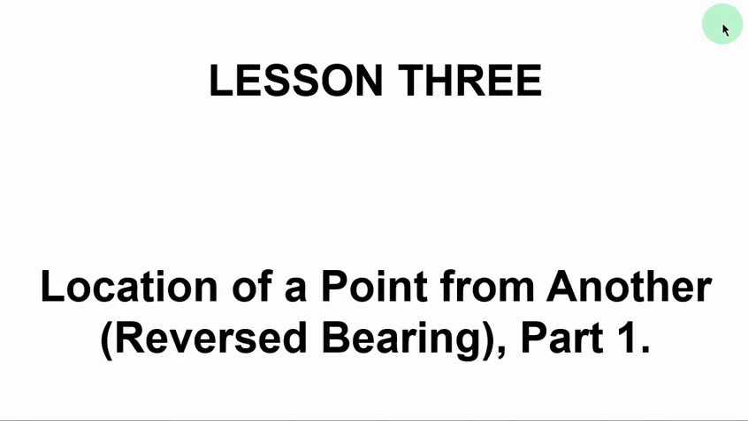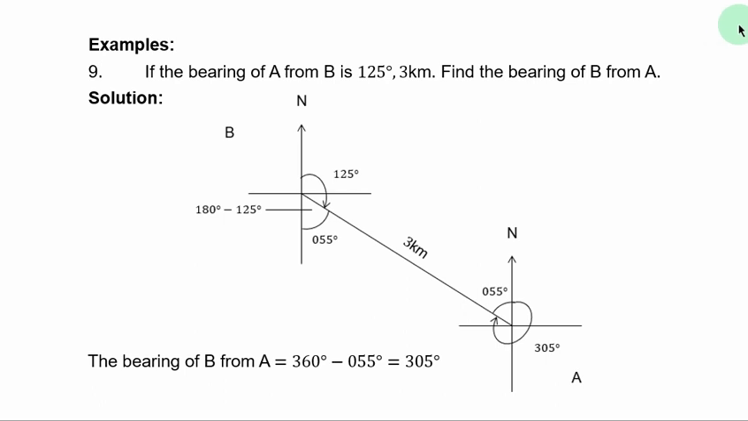Lesson 3, location of a point from another, that is reversed bearing, part 1. In this lesson and others, we are going to examine practical bearing problems. Example 9. If the bearing of A from B is 125 degrees, 3 kilometers, find the bearing of B from A.